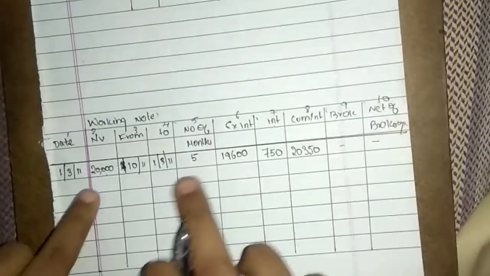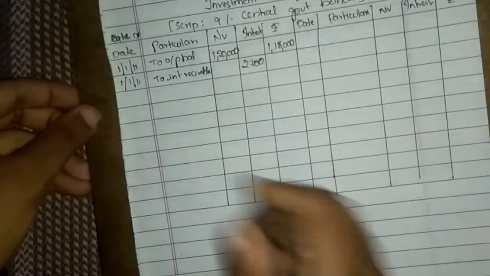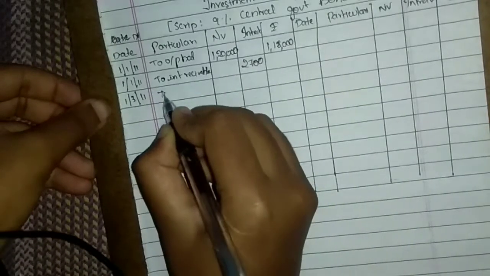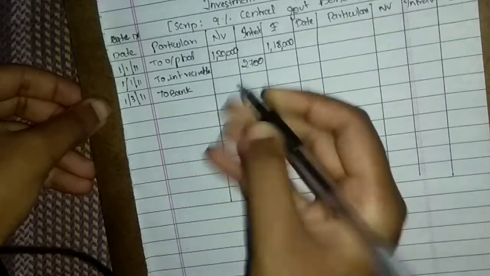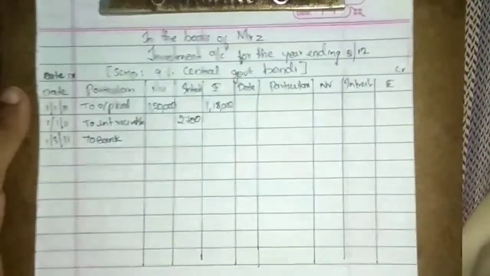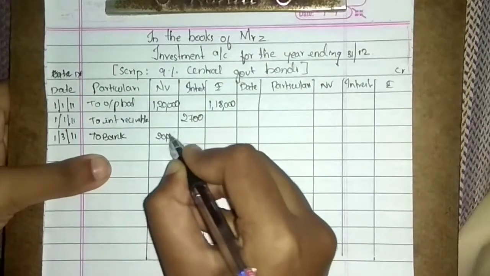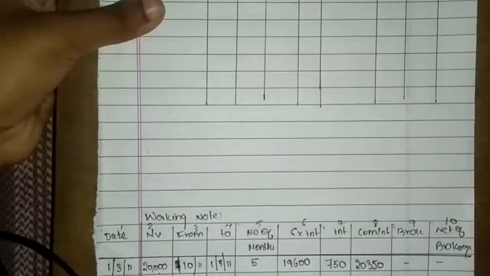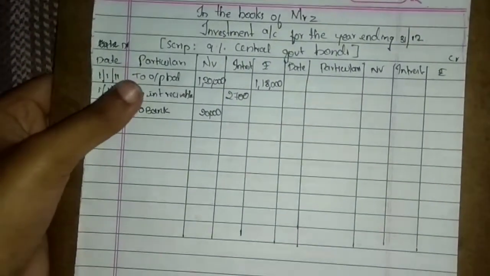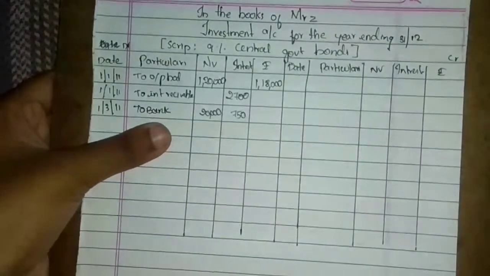Now this calculation is done. We'll post this entry here. So on 1/3/2011, to bank account. Whenever you're purchasing, investment account debit to bank account. So here nominal value, how much will you write? 20,000. Nominal value 20,000. This one nominal value which you are getting is 20,000. Then interest, how much interest did you get? 750 interest in the interest column which is given.